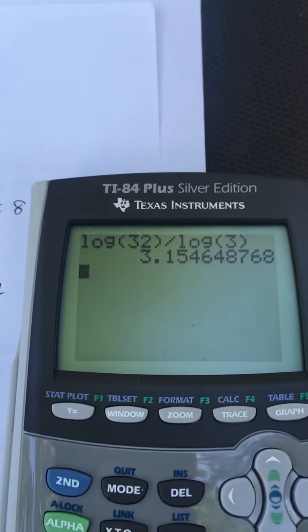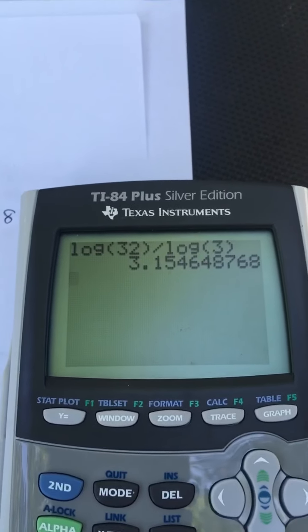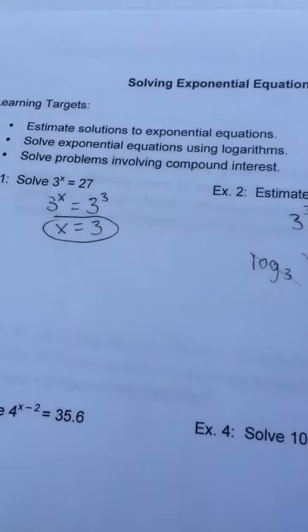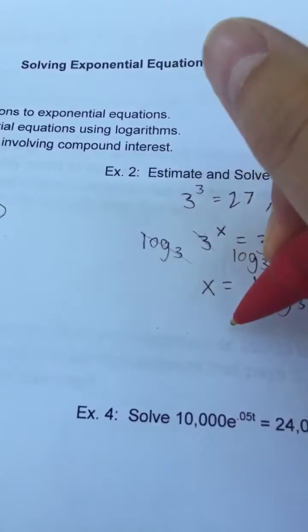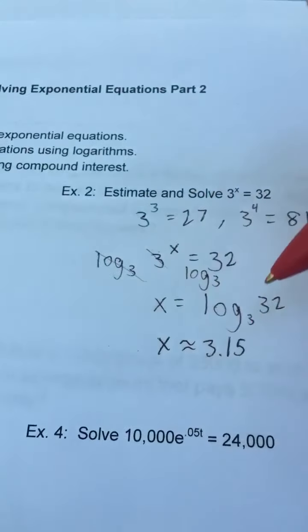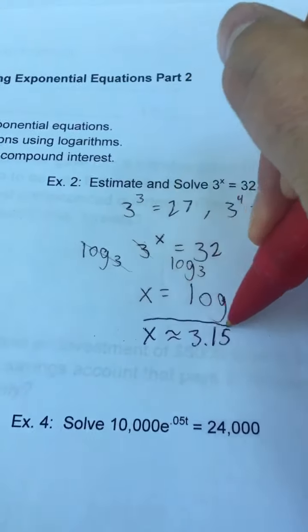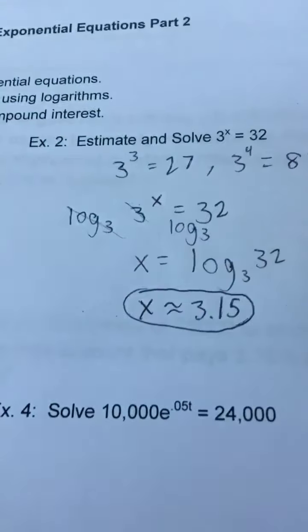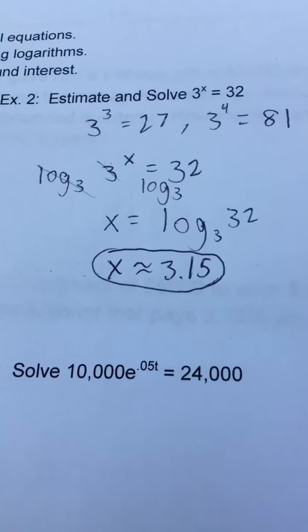So it comes out to be about 3.15. So x is approximately 3.15, which makes sense. We said it's between 3 and 4. We said the answer is a lot closer to 3 than 4. So that answer would make sense, about 3.15.